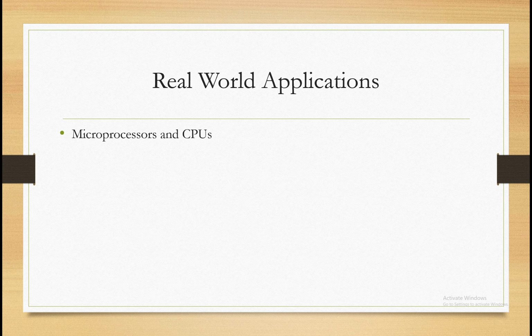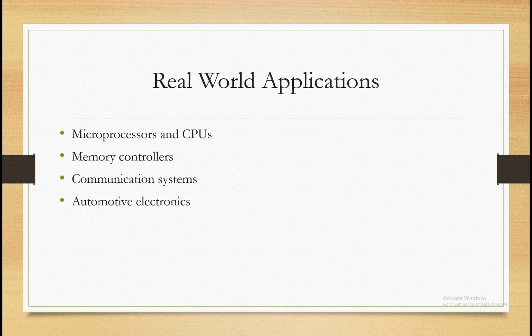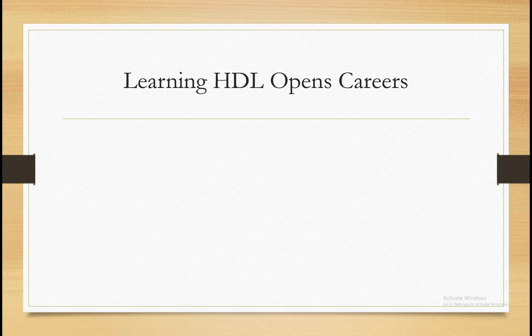Real world applications: microprocessors are basically made using HDL. CPUs are made using HDL. Memory controllers are made using HDLs. Communication systems, automotive electronics, consumer electronics, smartphones.